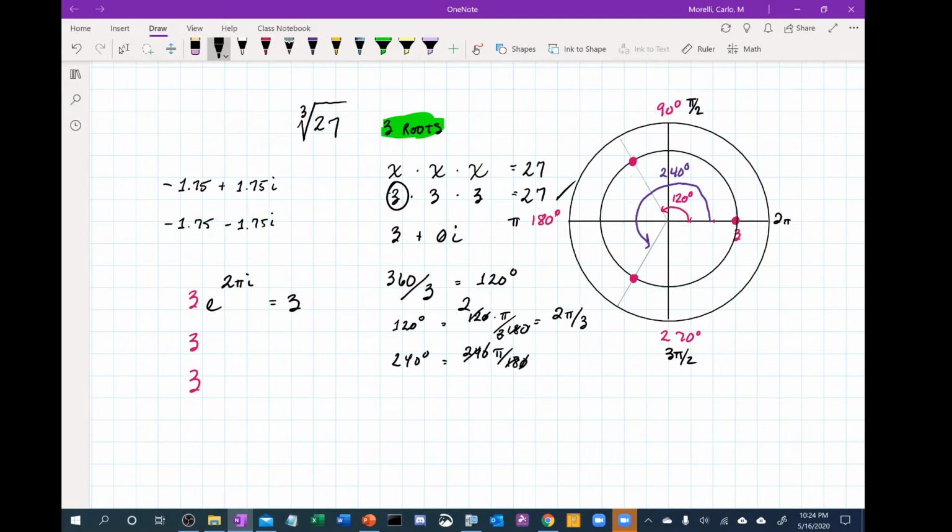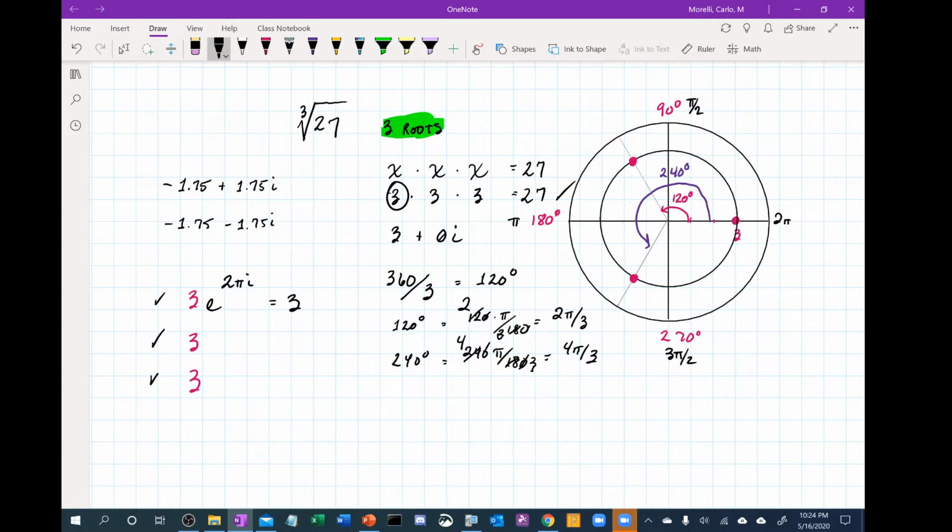And then for 24, I guess we'll use 6. So 24 divided by 6 is 4, and 18 divided by 6 is 3. So my radian measure is 4 pi over 3. So here's what I claim: these are the 3 solutions now.